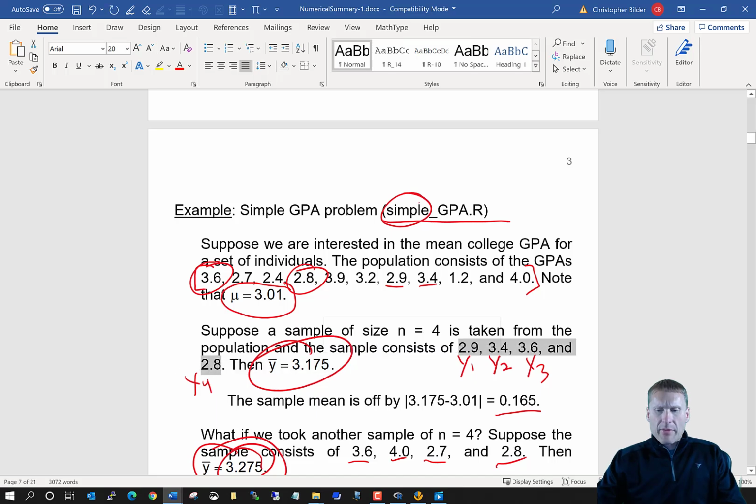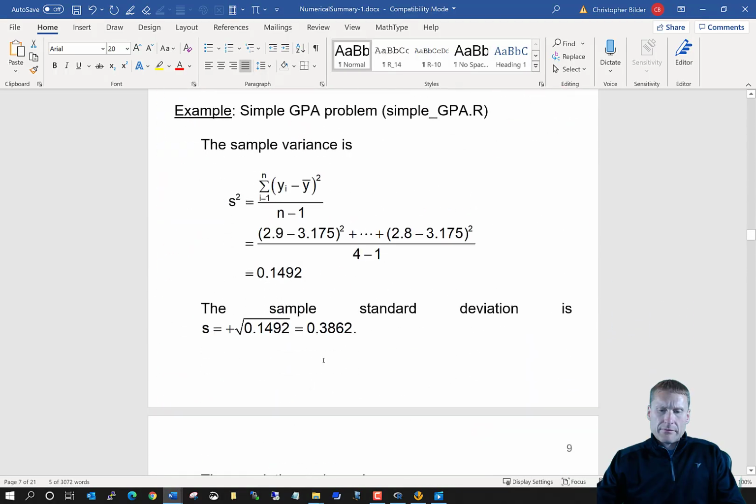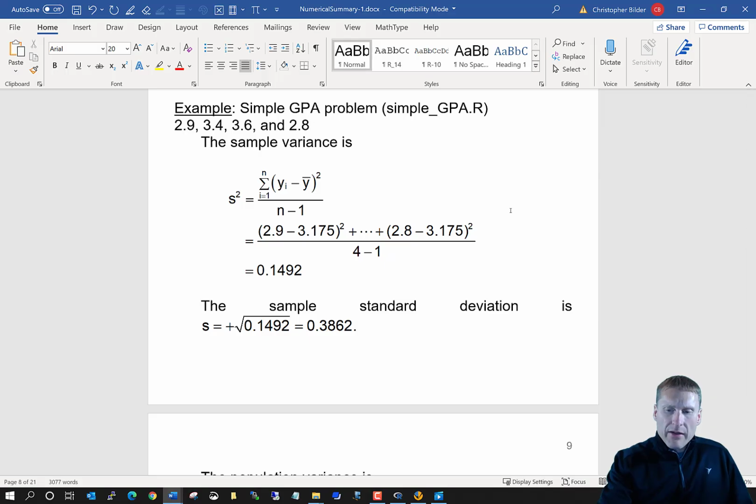So I'm just going to copy and paste it. Okay, so what we need to do is, we know the mean already is 3.175. So we simply take the first sample value, subtract off the mean, so this is y1 minus y bar, and square it. We do that for all the sample values. Our last one is y4.